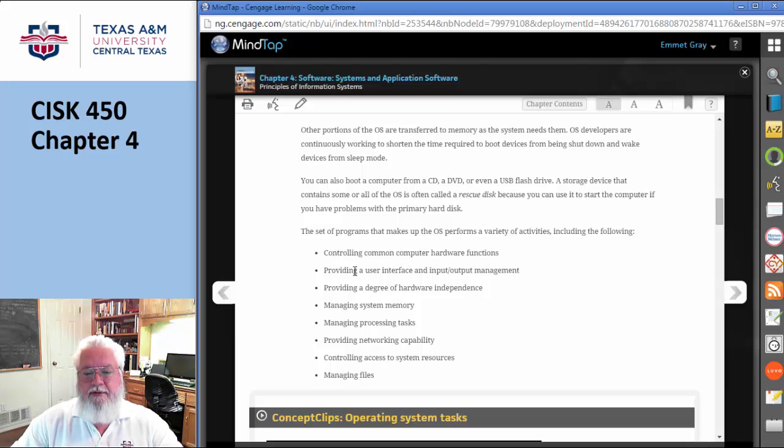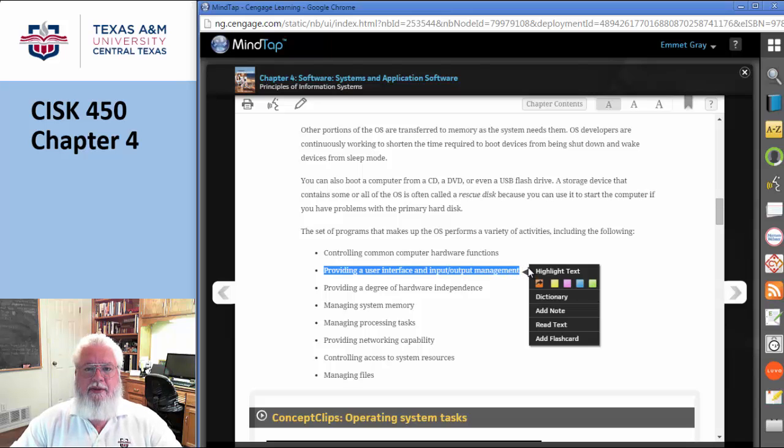Now, a lot of people, since this is the only thing that they see, actually call that the operating system. In the Windows world, they look at a process called Explorer and say, well, that's the operating system. Well, that's the user interface to the operating system, but that isn't really the operating system. It provides a degree of hardware independence. That's pretty cool. That means I could swap out my graphics card or my hard drive or my processor, and the system will still run.